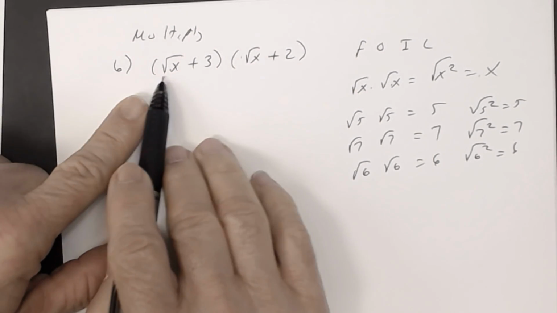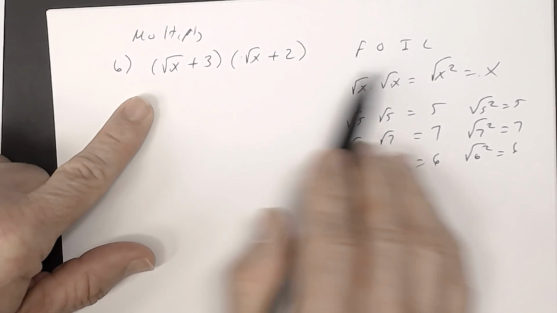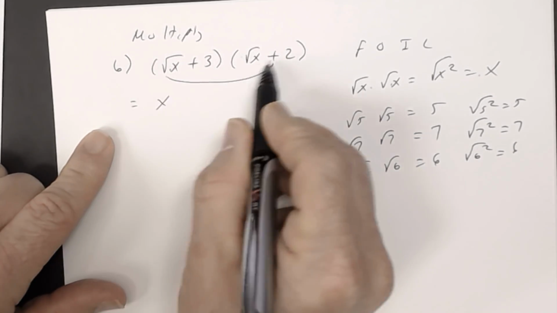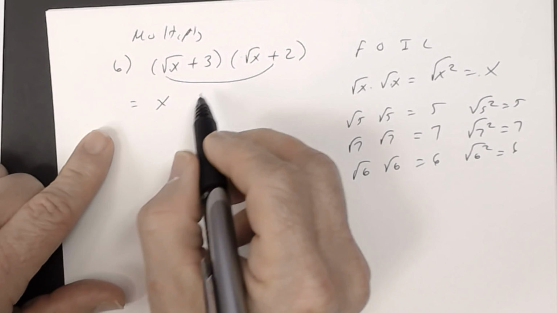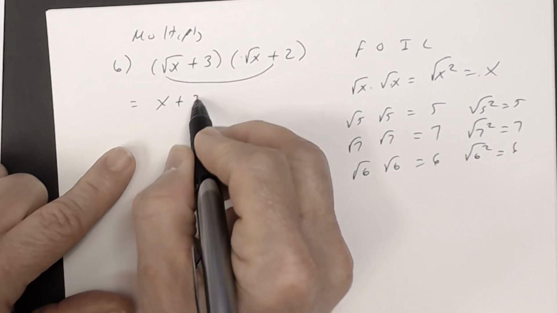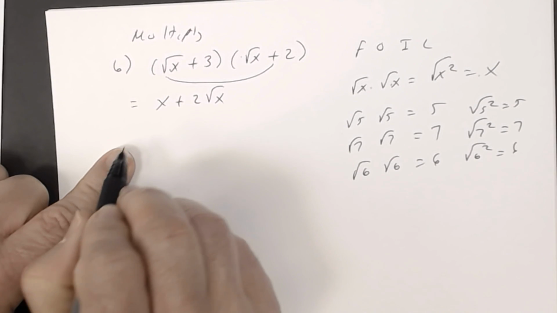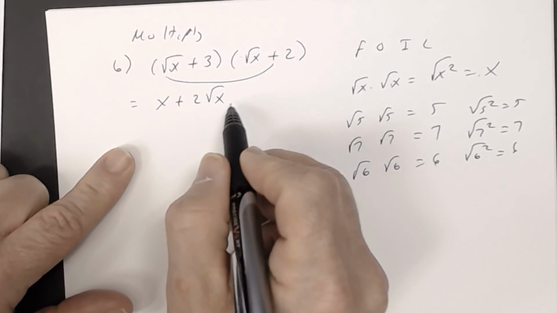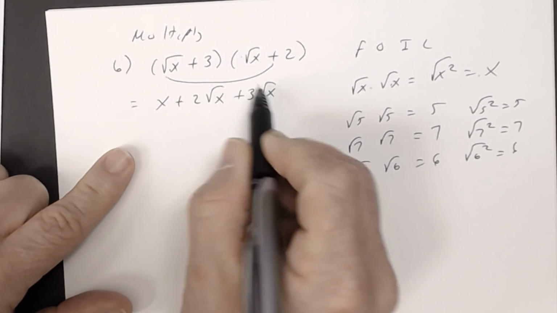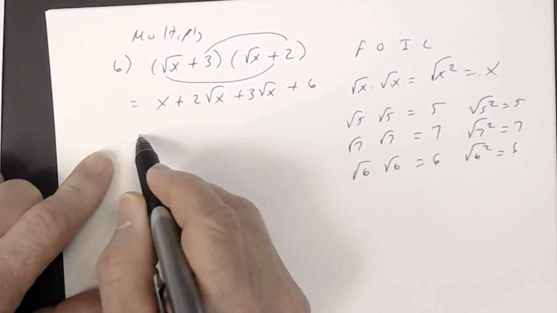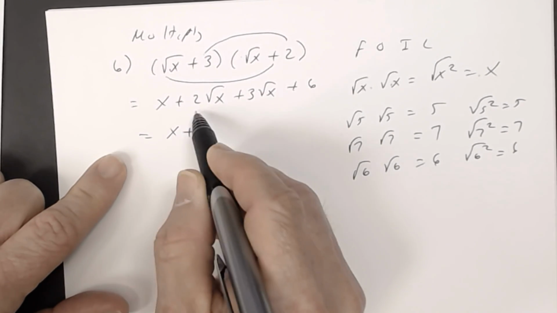So when I use the FOIL method here, the square root of x and the square root of x is x. The outer, now be careful, is the square root of x times 2, so you have to write it like this. You must say 2 square root of x. You've got to put that number in front. And then the inner is a positive 3 square root of x, and then the last, 3 times 2 is 6.